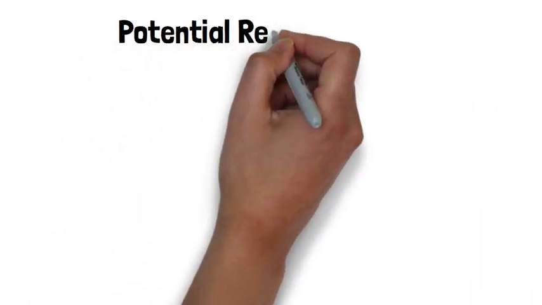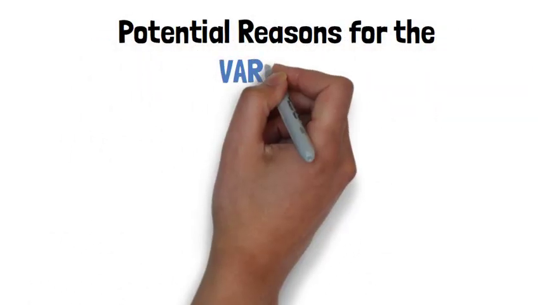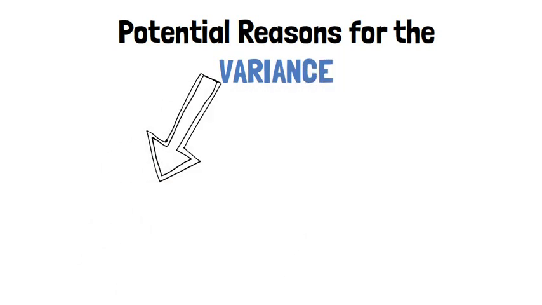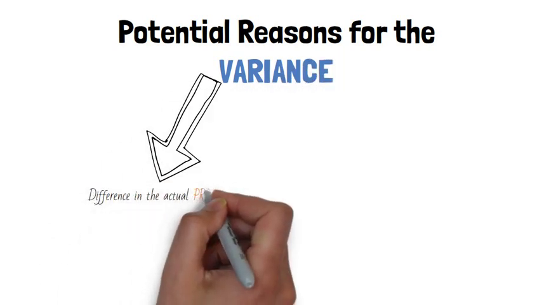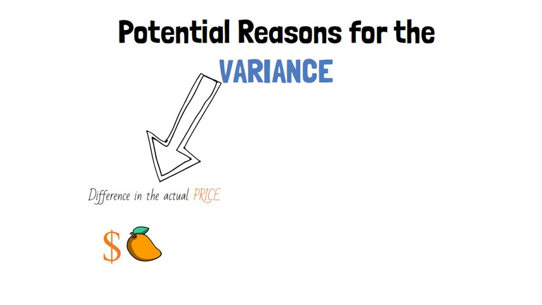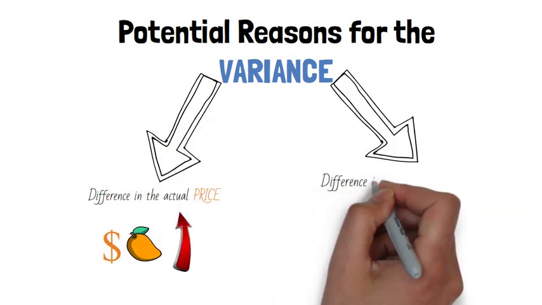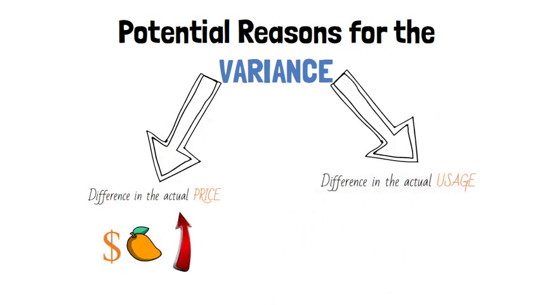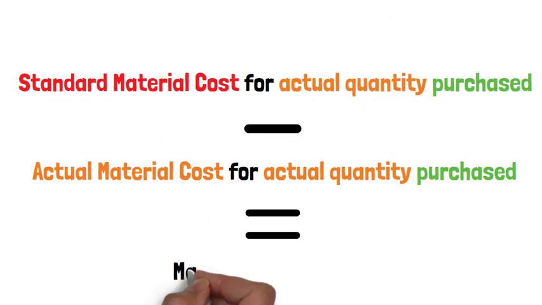There could be two broad potential reasons for this variance. Either it could be due to the changes in the price of mangoes. The price might have gone up. Or it could be due to the changes in the material usage in producing a bottle of jam. They might have used more mangoes than expected. So let's talk about these two reasons further.